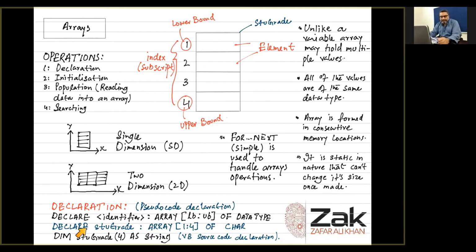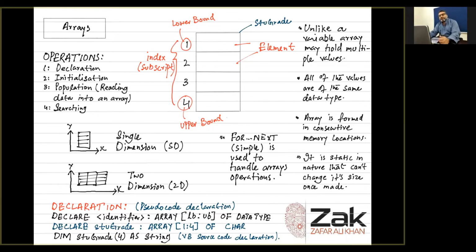So the declaration would become: declare student grade array as an array which starts from the lower bound 1 and ends at upper bound 4 of the data type character. All right, and if we declare the same array in Visual Basic, we would have to use this command which is called dim, declare in memory. Few people call it dimension, but I believe that the better thing is declare in memory. Student grade, and then in parentheses all we have to do is to tell the upper bound.